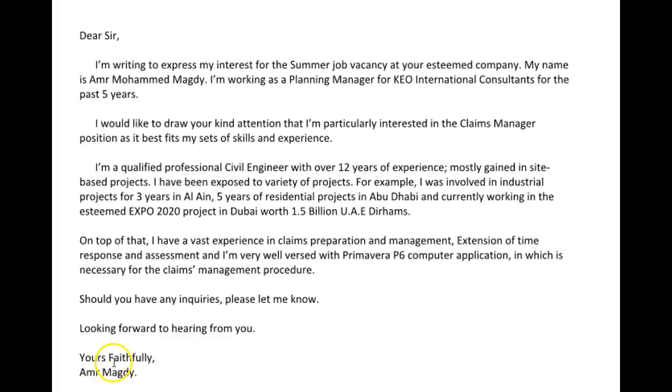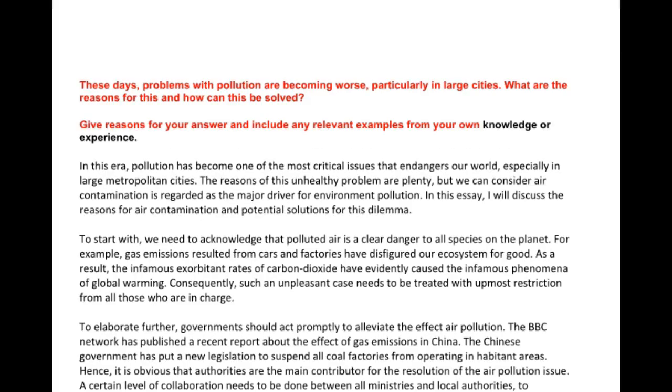After that, the F in faithfully does not need to be capitalized, so keep it lowercase. Just capitalize the yours, and you don't need a full stop at the end of your name. All right? So, nice job overall. Just some little errors and some little problems, but nothing too serious. Let's take a look at your task 2.